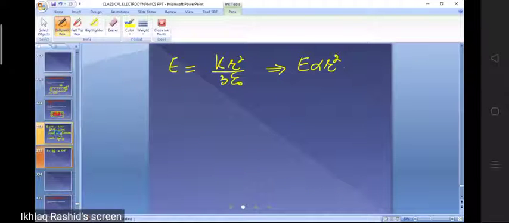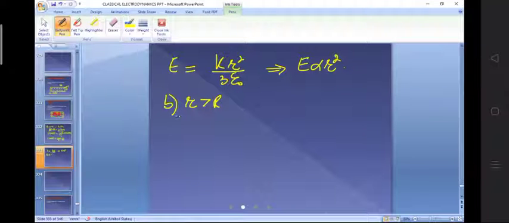So next we want to calculate the electrostatic field outside. Here I will write part B: we want to calculate the electrostatic field outside. So r is greater than capital R. Outside, the electrostatic field is always proportional to 1 divided by r. Fine. So what will the electrostatic field be? It will be like this.